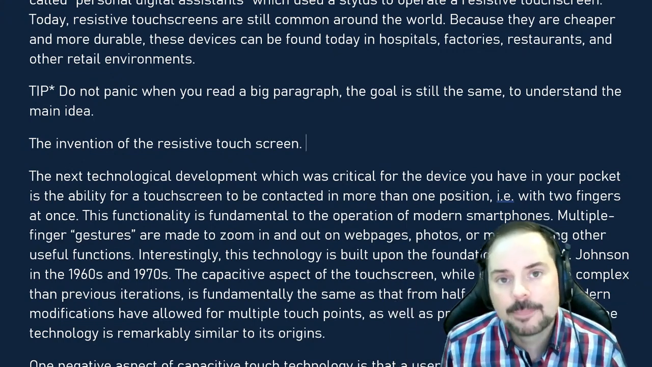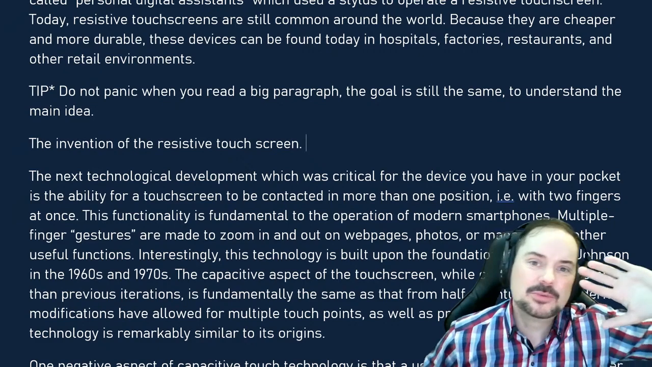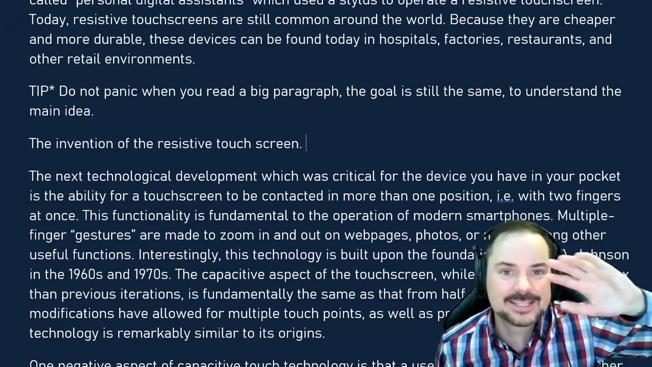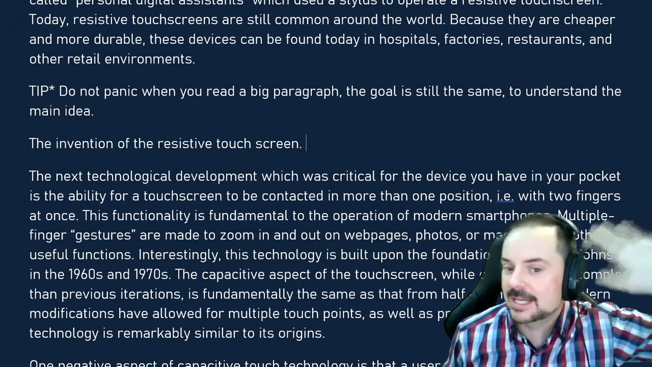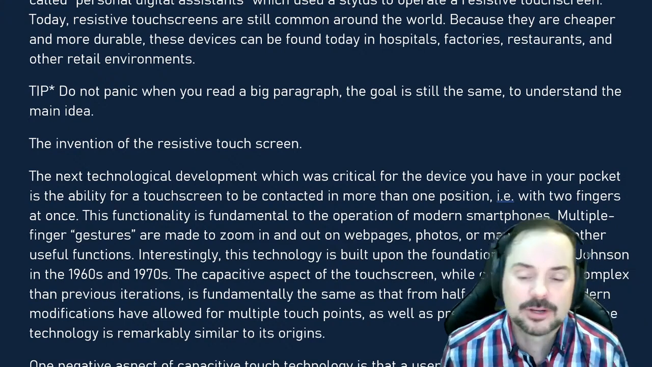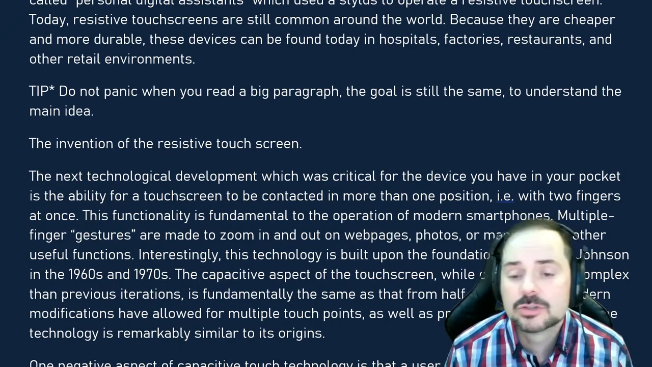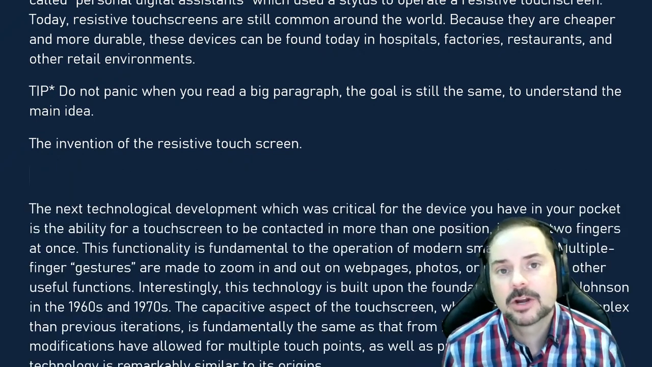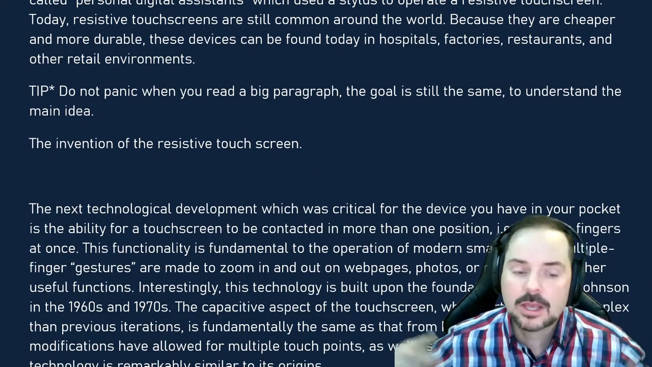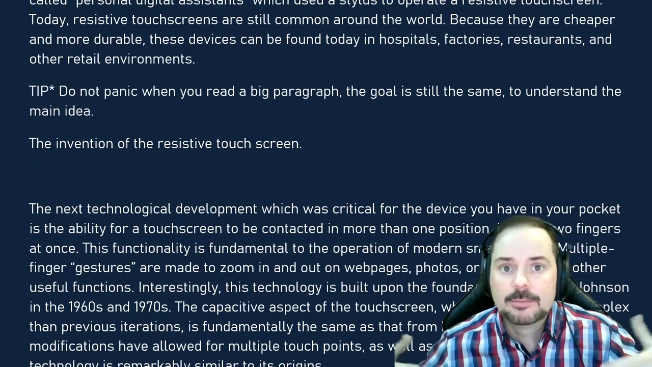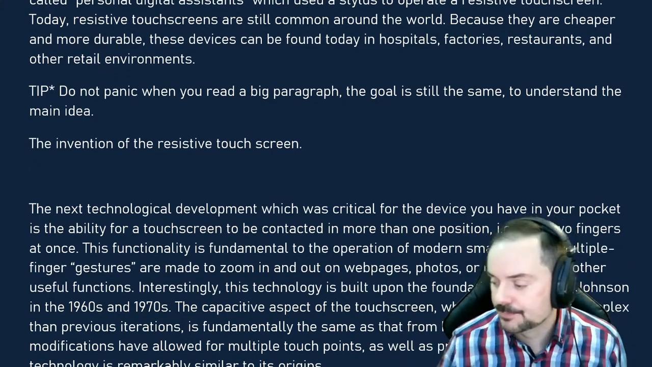All right, now the paragraph gives you a lot of information of what it is, how it works, and so on. It doesn't matter. You can still get an awesome score. In fact, you can still get that band 9 if you pay attention to a couple of key points. Why does the paragraph introduce resistive touchscreens?